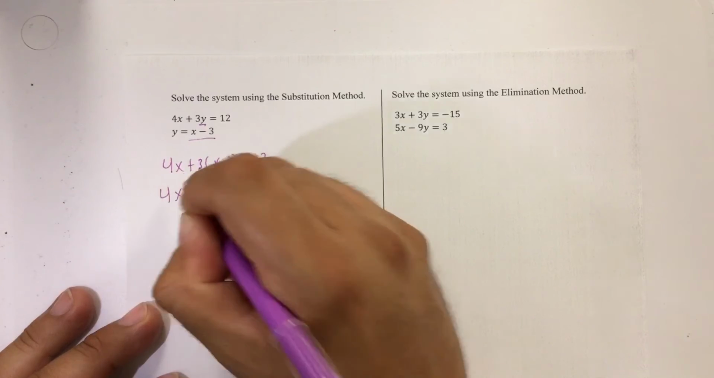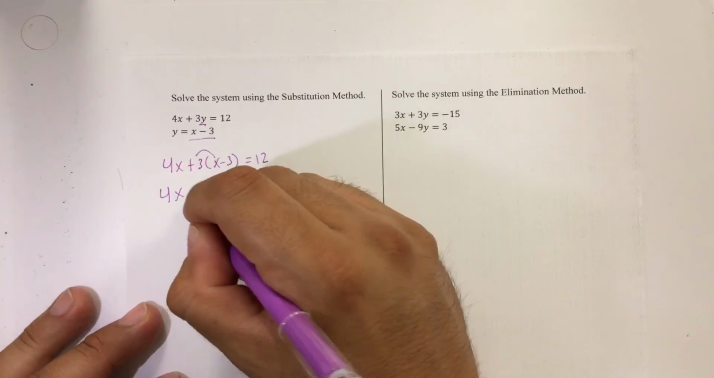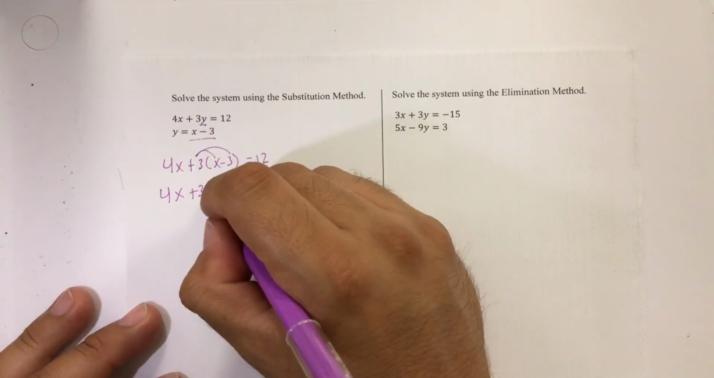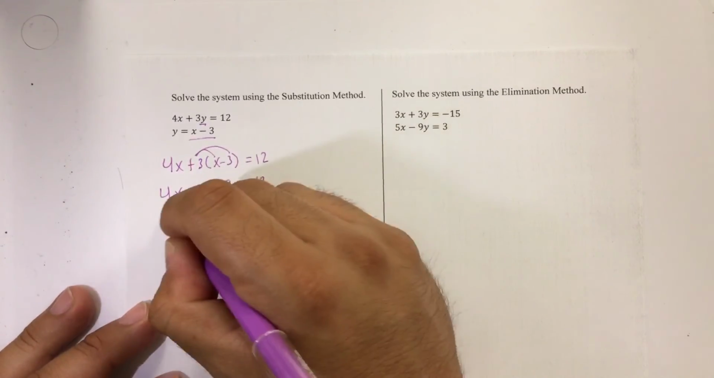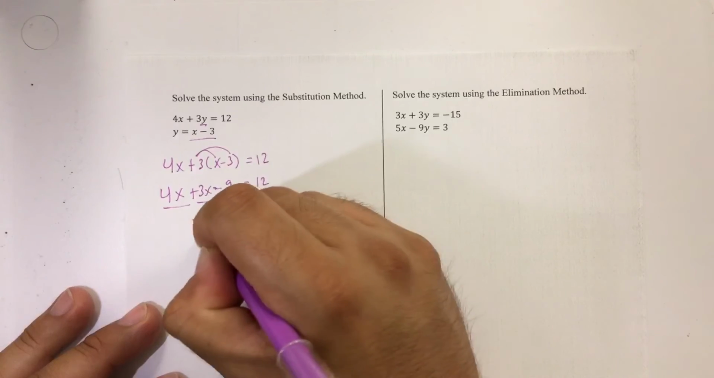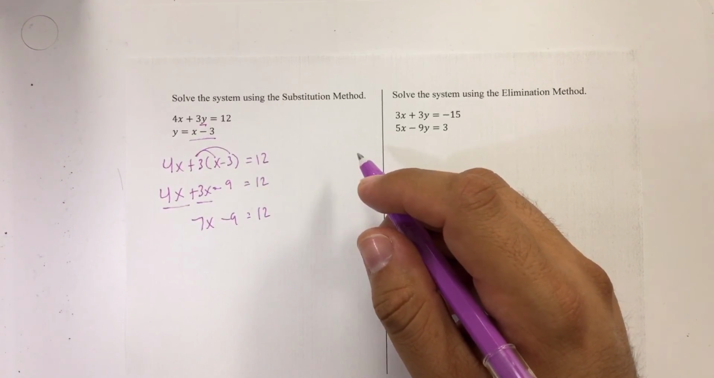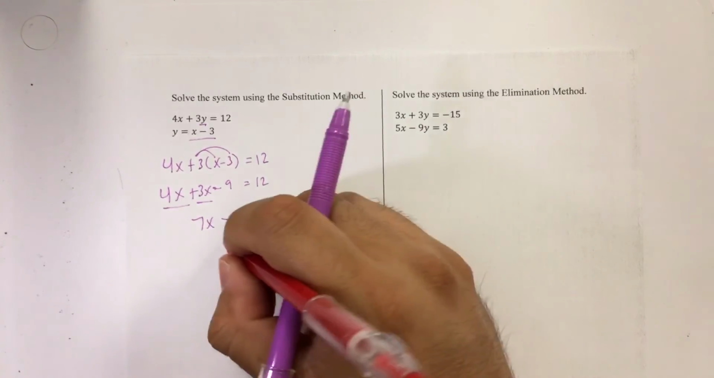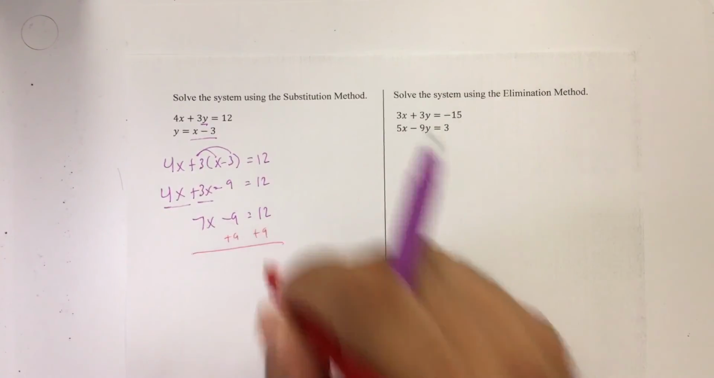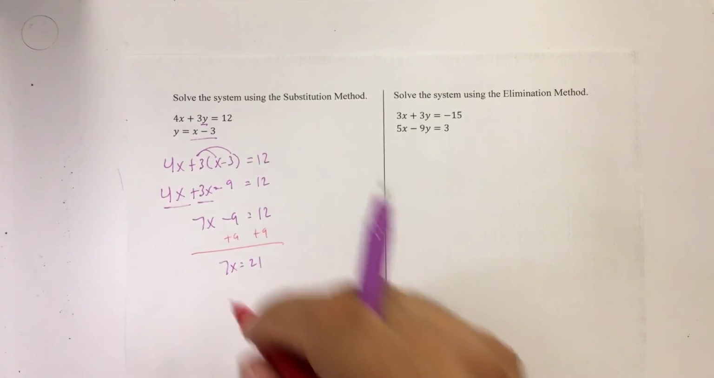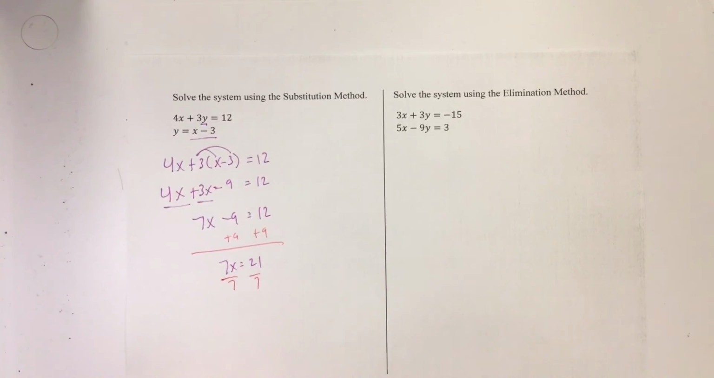We're going to simplify the left side. We're going to go ahead and distribute this 3. 3 times x is 3x. 3 times negative 3 is negative 9. Like terms, 4x plus 3x is 7x minus 9 is equal to 12. We're going to go ahead and add the 9 to the other side. So 12 plus 9 is 21. 7x equals 21. Divide both sides by 7.